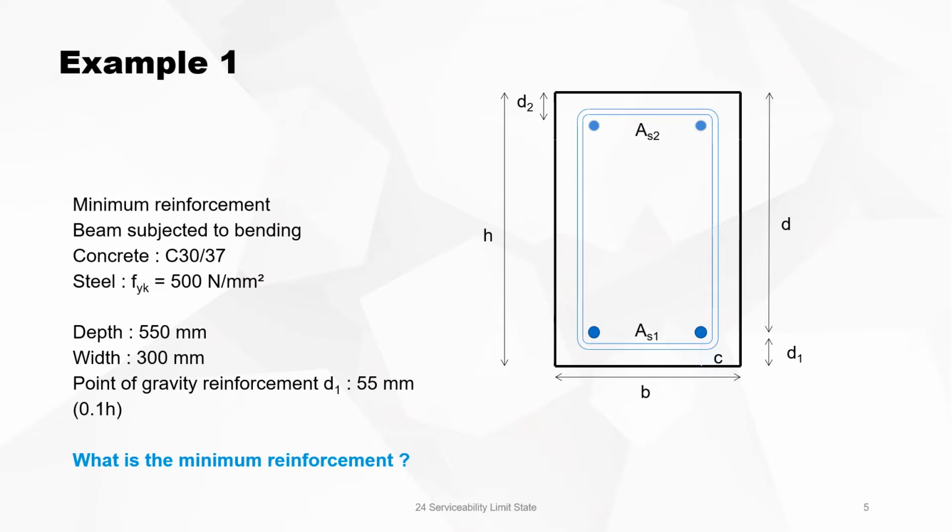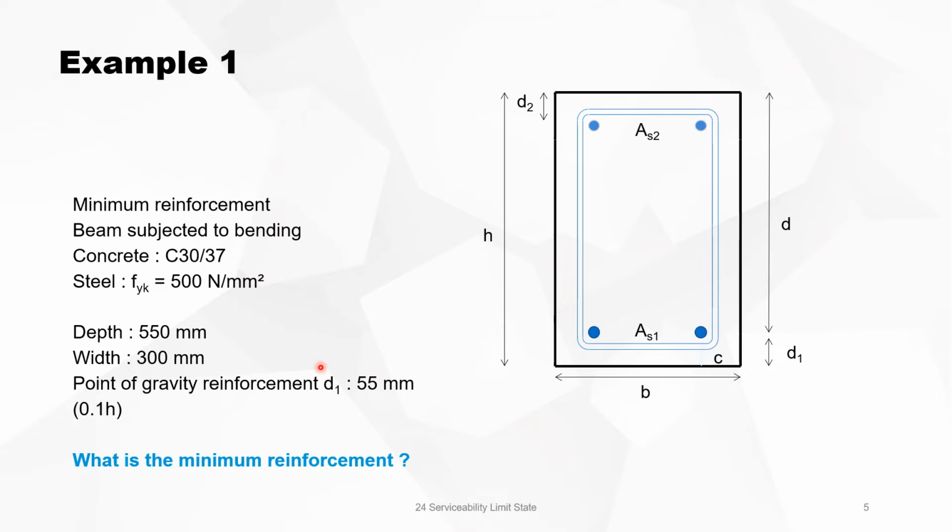In this example, we have a beam with a depth of 550 millimeters and a width of 300 millimeters. The point of gravity for the reinforcement D1 is 55 millimeters. D1 is here. We do this to make this exercise a little bit easier.